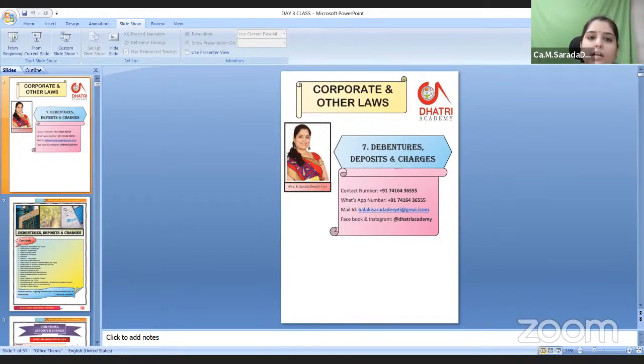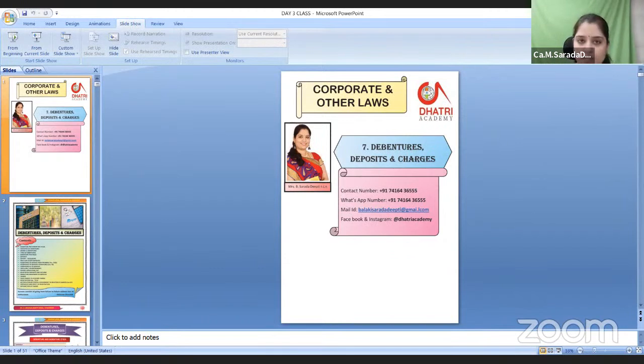Here debenture includes debentures, bonds, stocks, and any other instruments of the company. Once the company raises funds in the form of a debenture, the company will also issue a debenture certificate after it allots debentures to those creditors, the individuals or the outside public.